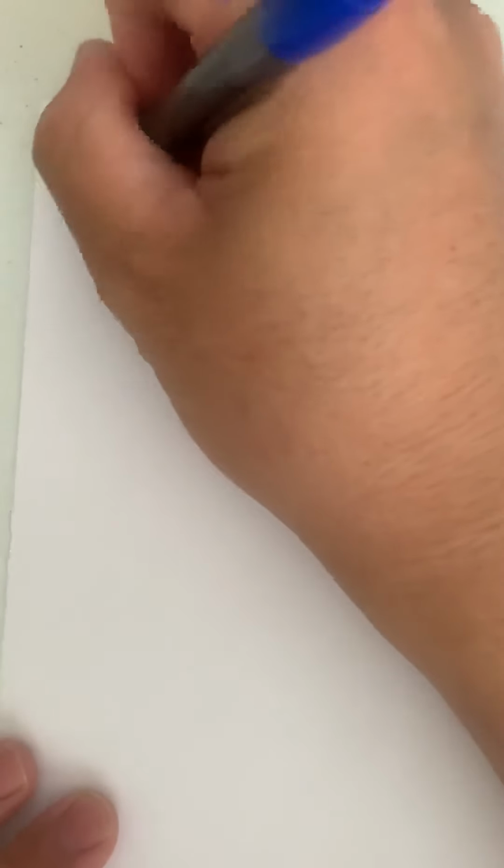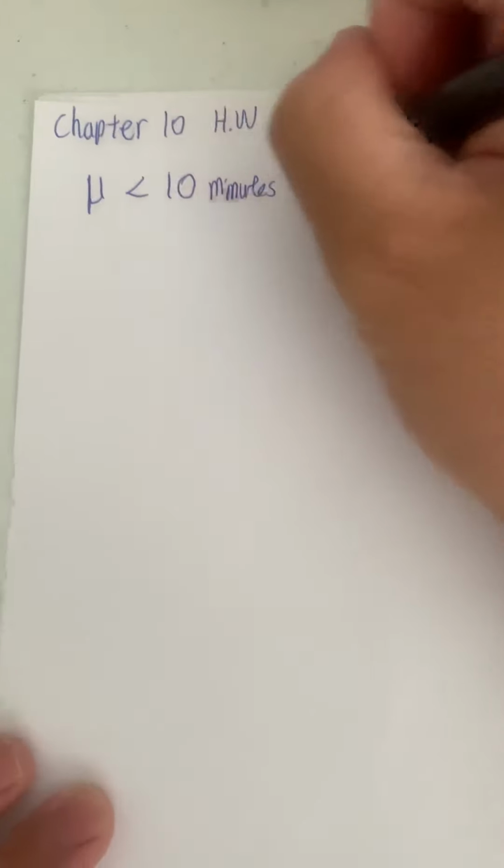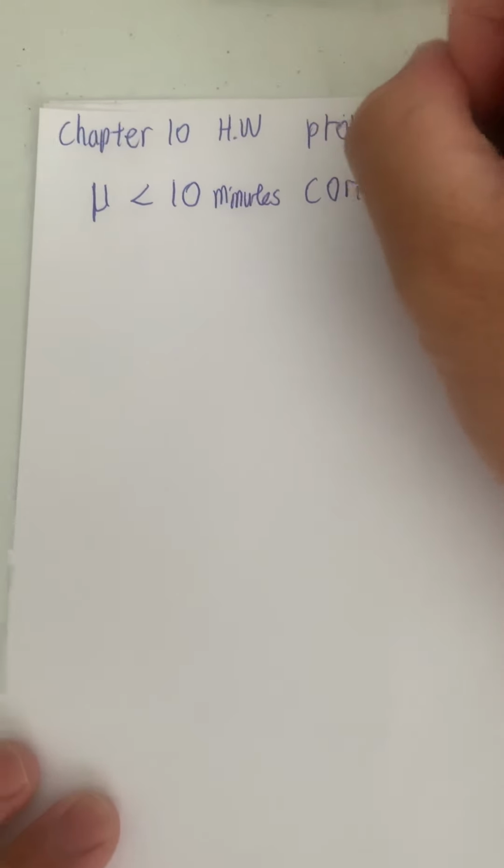So in problem number 15, hypothesis testing for the mean. They ask you to test the claim that the mean waiting time is less than 10 minutes. So the mean is less than 10 minutes. We call this one the original claim.